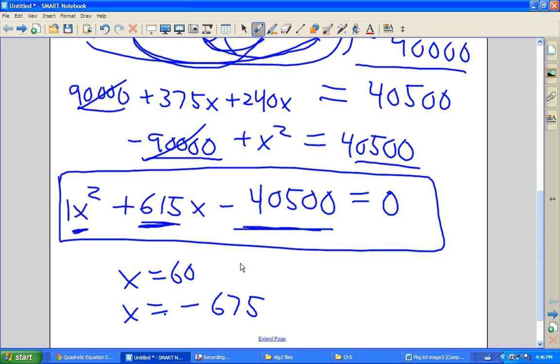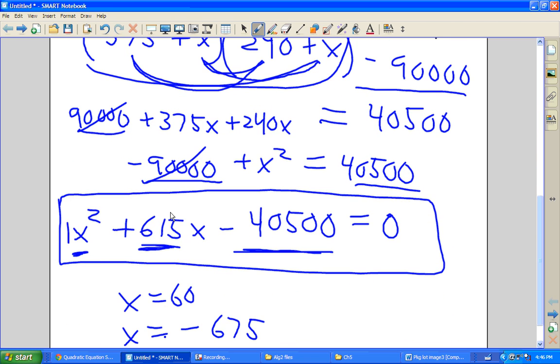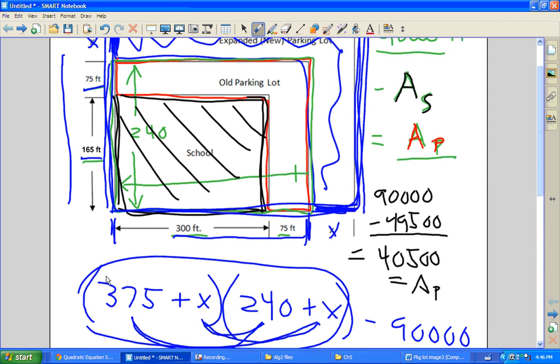You guys, in our drawing, what is minus 675? First of all, that number is bigger than all the shapes in our entire drawing. It makes no sense at all. What's a negative x? You'd be getting smaller. We're not decreasing the parking lot. In quadratic equations, often you will get one negative answer that makes no sense and has no bearing on reality. Throw it out. Ignore it. 60 is the answer we want to look at. Does that make sense?